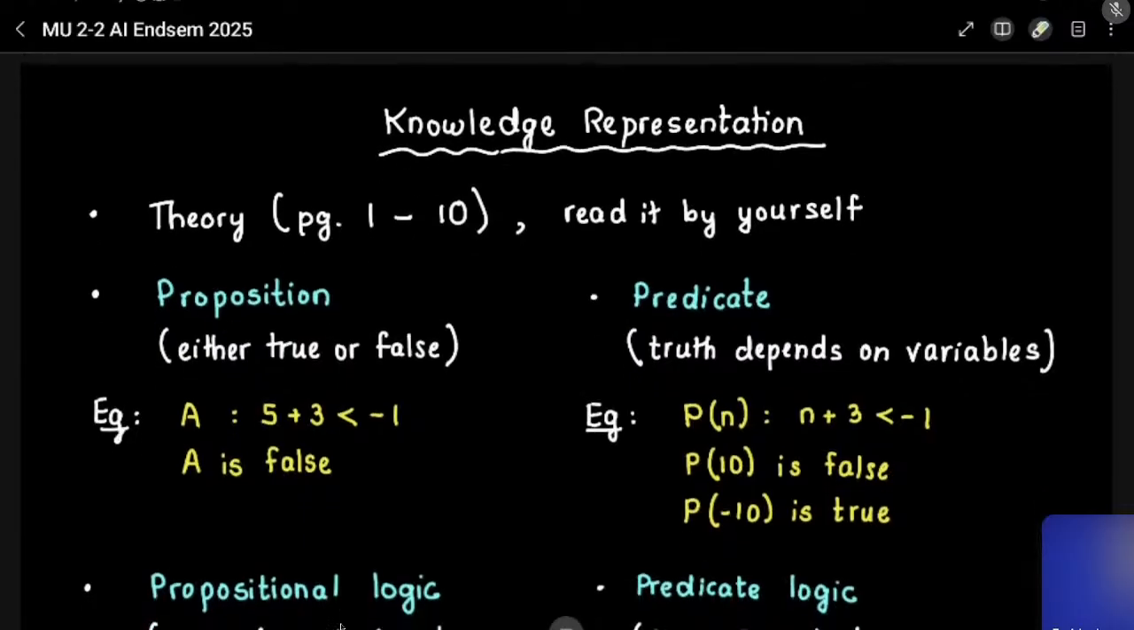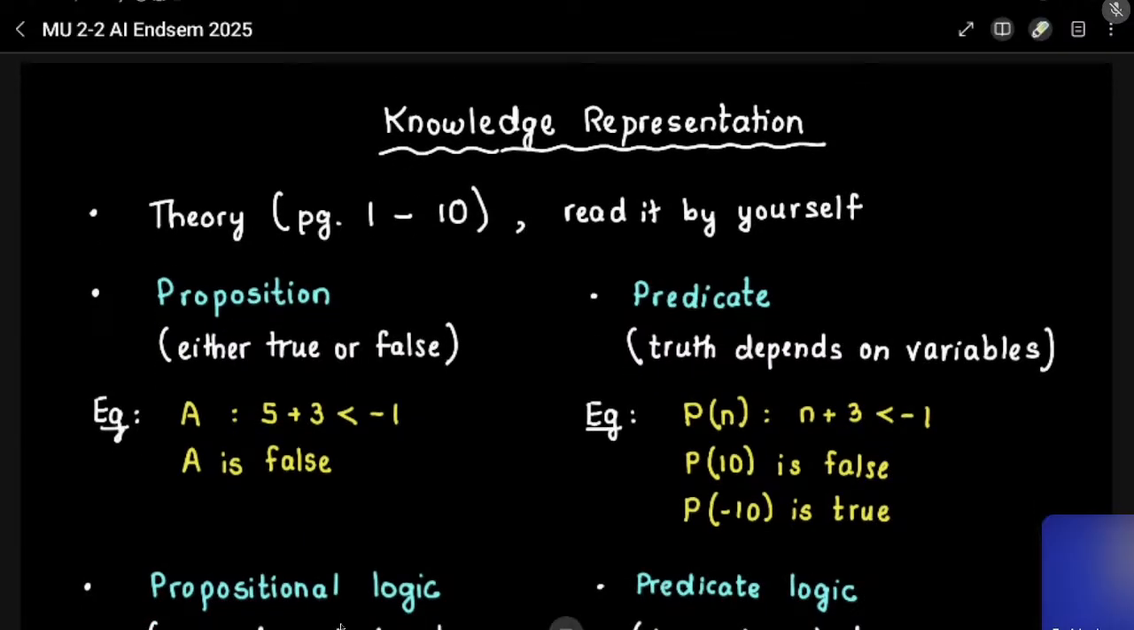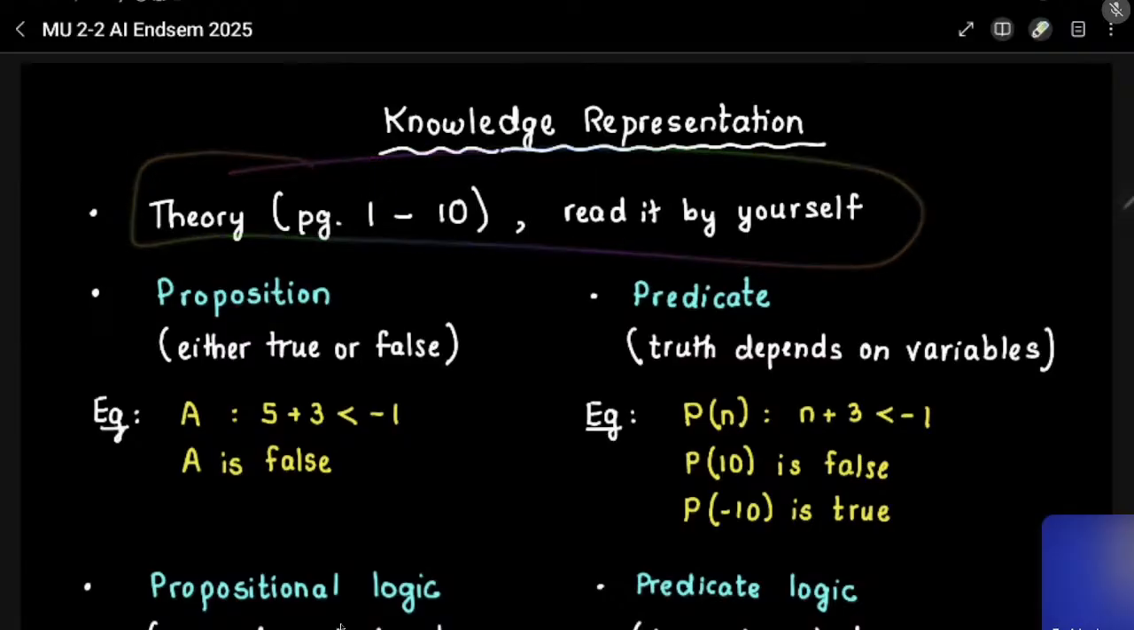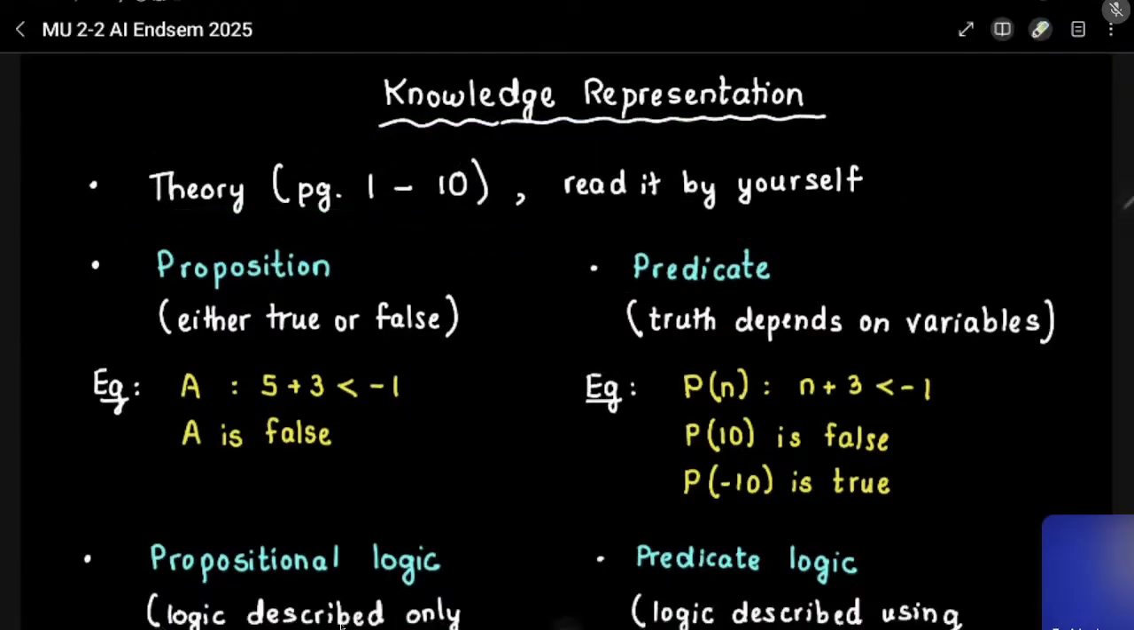And then comes knowledge representation. There's a lot of theory in knowledge representation, so you can go through the theory from pages 1 to 10 by yourself.